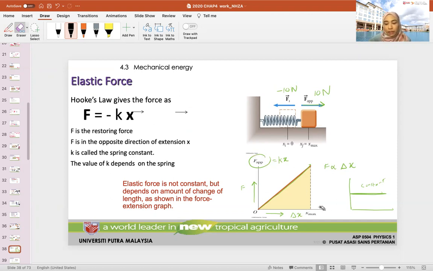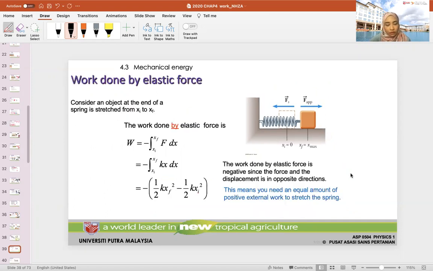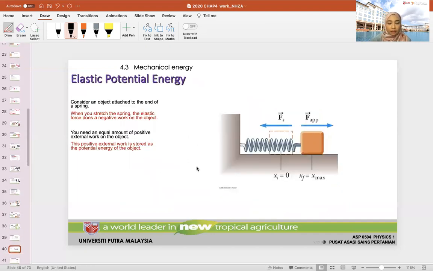And then this is F applied versus X displacement, either stretching or compressing. And when we increase X, therefore our force also increases because it is proportional. F is proportional to X. Macam mana tahu? Datang daripada equation ni. Okay. So again, this guy pun dia variable sebab kita punya force berubah mengikut displacement. Therefore, our work done is calculated using integration and therefore we would get elastic potential energy as the following equation.